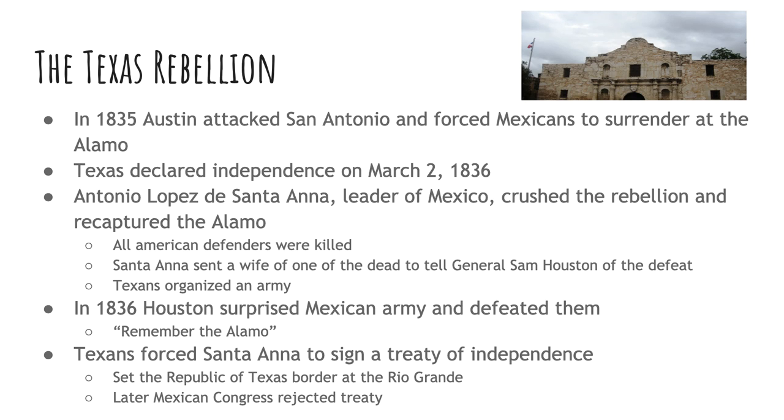So because the Mexican army was defeated, the Texans forced Santana, who was the leader of Mexico, to sign a treaty of independence. So they set the Republic of Texas border at the Rio Grande, and it kind of made Texas its own little country. Later, though, the Mexican Congress is going to reject this treaty, and it's going to be fighting all over again.